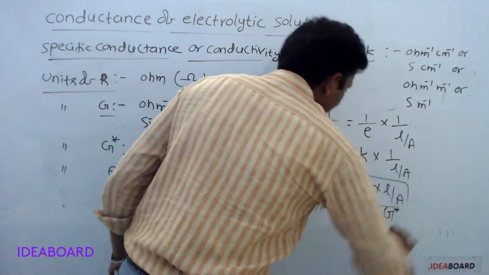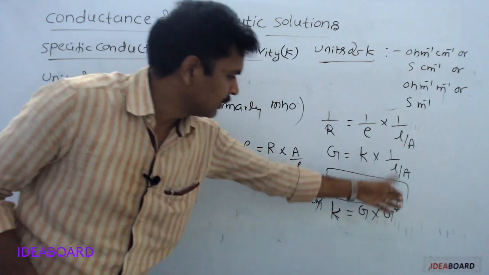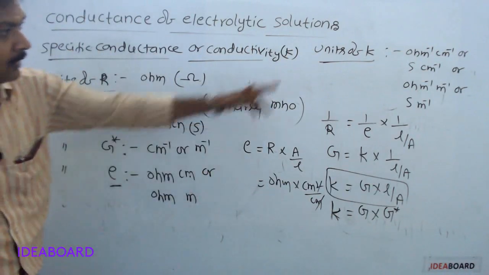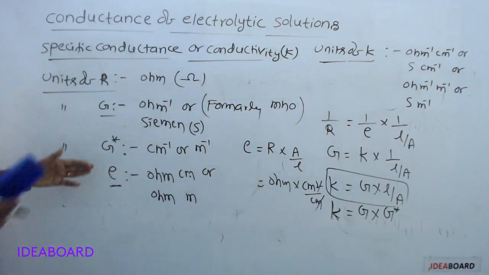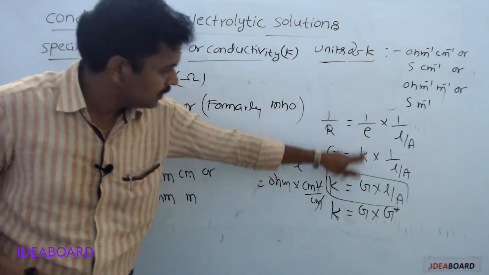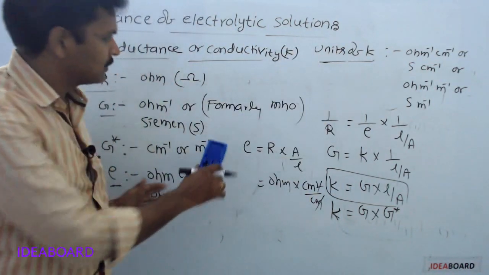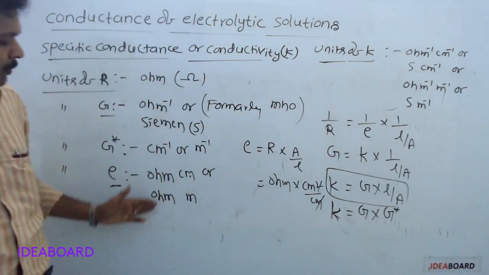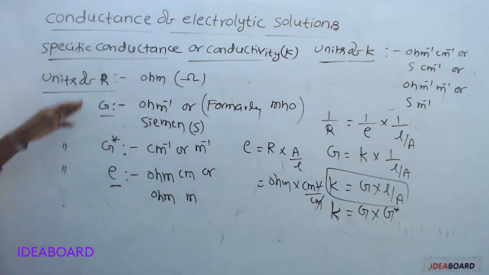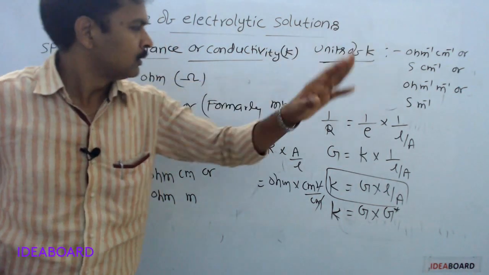This kappa is equal to G into L by A. G units ohm inverse, L by A cell constant units centimeter inverse. So ohm inverse into centimeter inverse. Or simply, kappa is nothing but 1 by rho. 1 by rho is called kappa. Rho units ohm into centimeter, then kappa units are the reciprocal of this: ohm inverse centimeter inverse or ohm inverse meter inverse. These are the units of resistance, conductance, cell constant, specific resistance and specific conductance.